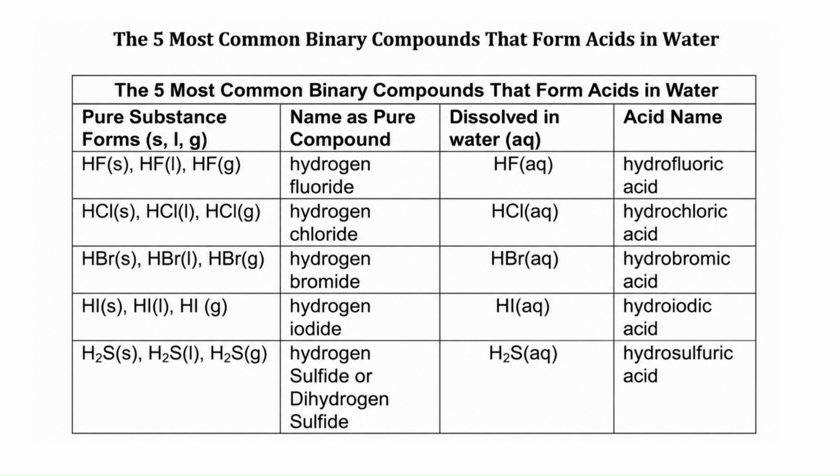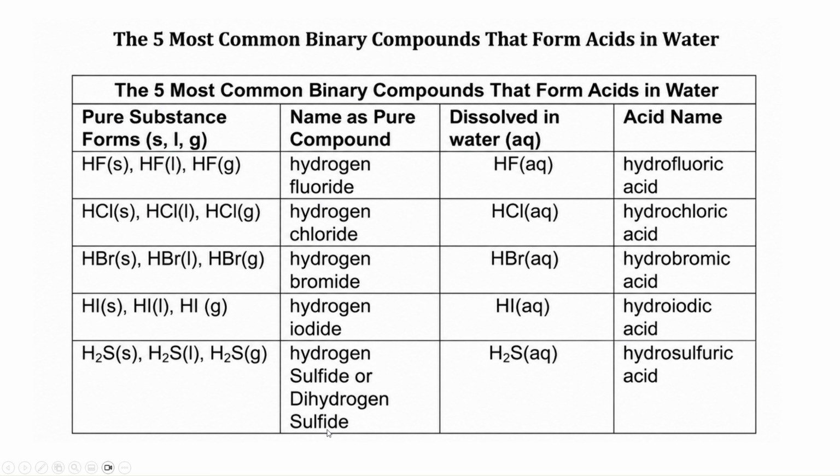Let's begin by identifying the 5 common binary compounds that can form acids when dissolved in water. The compounds include hydrogen fluoride, hydrogen chloride, hydrogen bromide, hydrogen iodide, and hydrogen sulfide, sometimes called dihydrogen sulfide. When these compounds are in their pure form, such as solid, liquid, and gas, we name them as regular binary non-acid compounds, just like you see in this column.